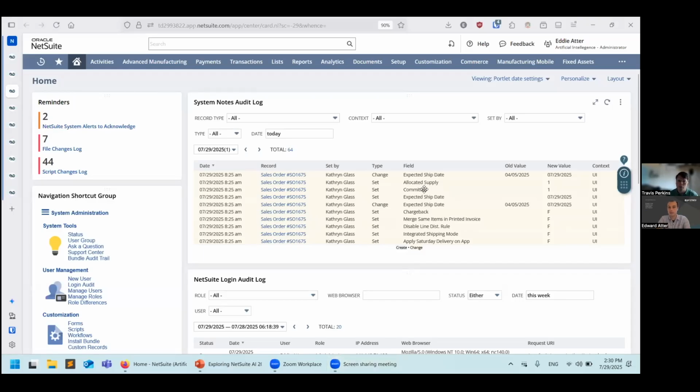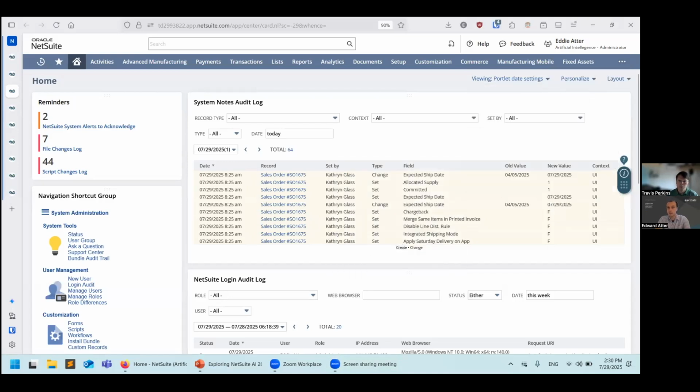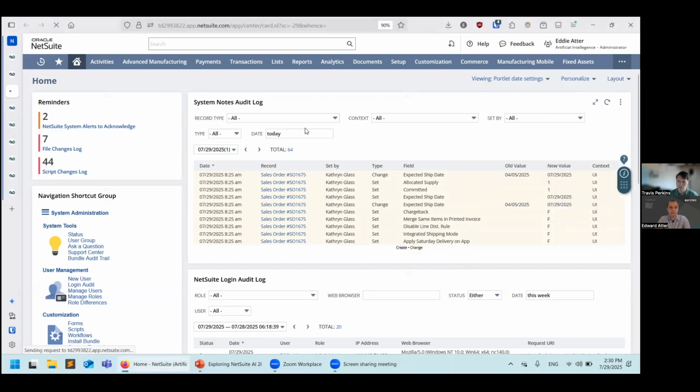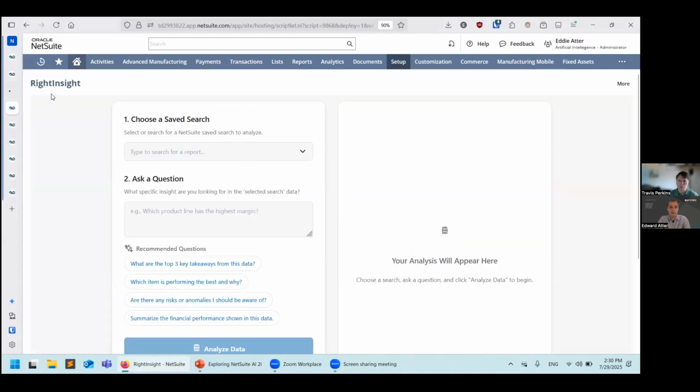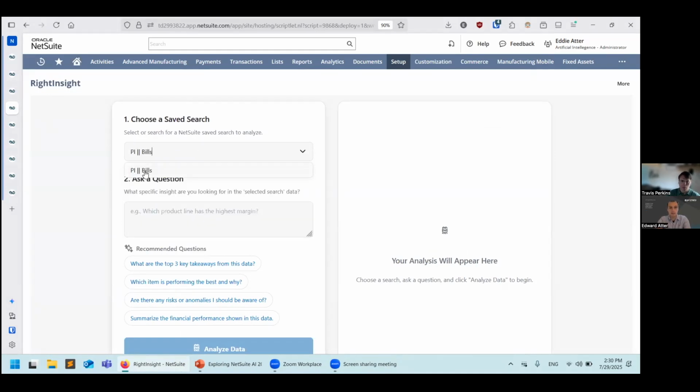You should be seeing my NetSuite again. I'm going to go ahead and go into our custom application. You can see it's right inside NetSuite. I'm going to go into RightInsight AI and launch that. And you'll see here we have RightInsight. As I mentioned, it currently relies on saved searches. So I'm going to pick a saved search that goes over vendor bill transactions.